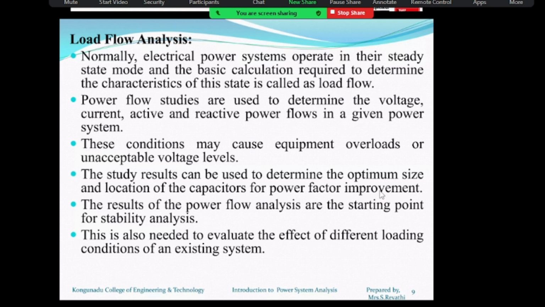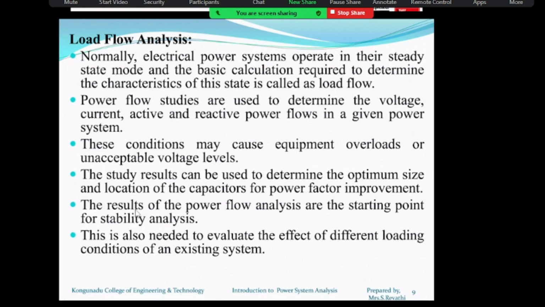For power factor improvement, we normally use capacitor banks and static power compensators. To determine their sizes and locations, we use power system studies and load flow analysis. The results of the power flow analysis are a starting point for stability analysis. For stability analysis, we also do the load flow analysis, to see whether the power system is operating in its nominal condition, and whether it is stable or unstable.